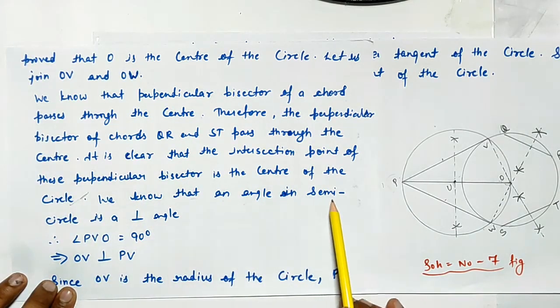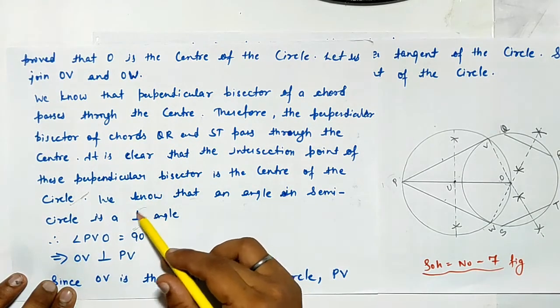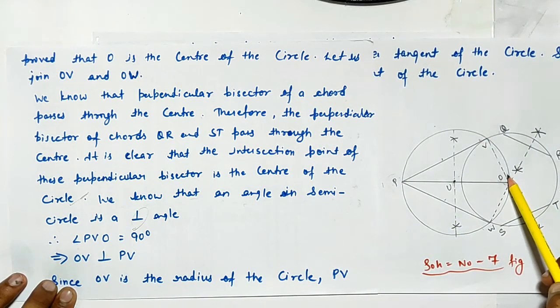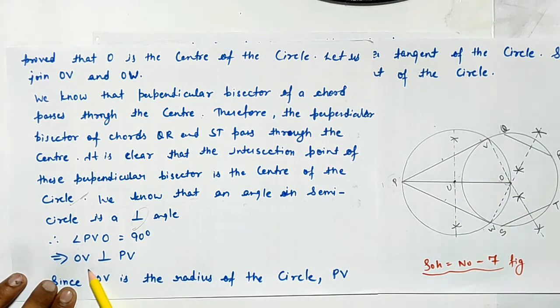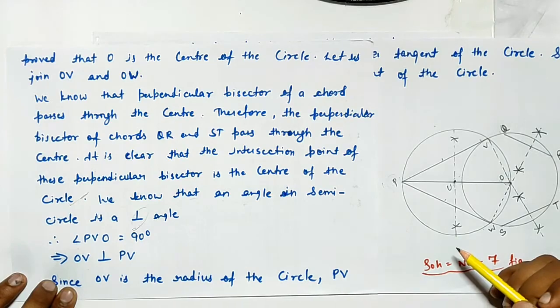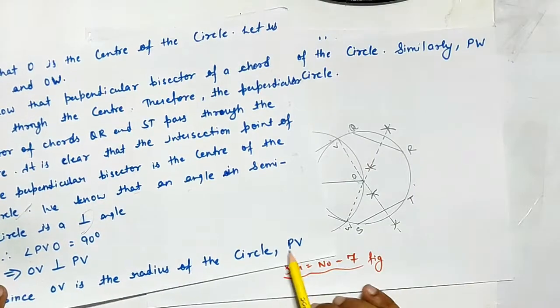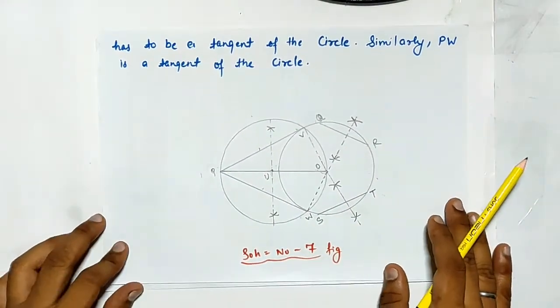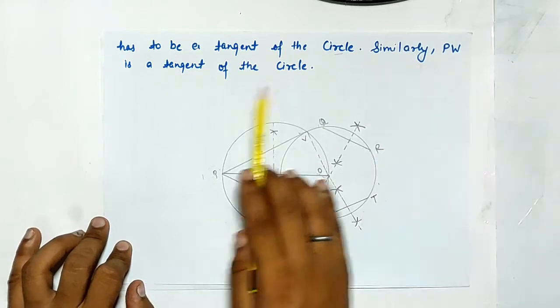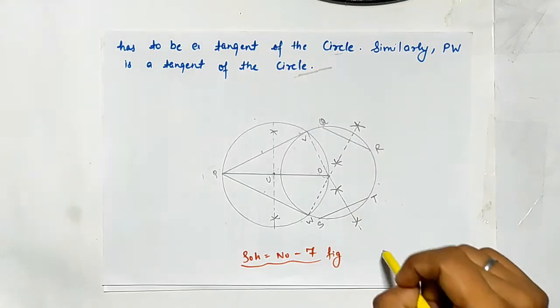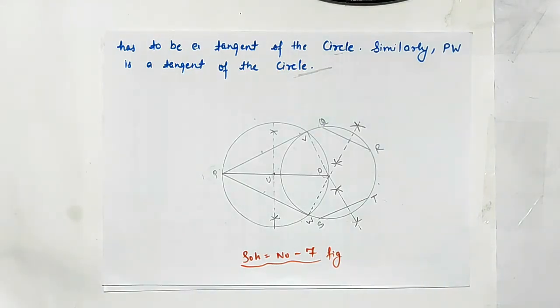We know that an angle in a semicircle is a right angle. So angle PVO is equal to 90 degrees. OV is perpendicular to PV. Since OV is the radius of the circle, PV has to be the tangent of the circle. Similarly, PW is a tangent of the circle. So the statement is proved according to the tangents. So here is the diagram for question number 7. You can copy this diagram for your construction and check this out.